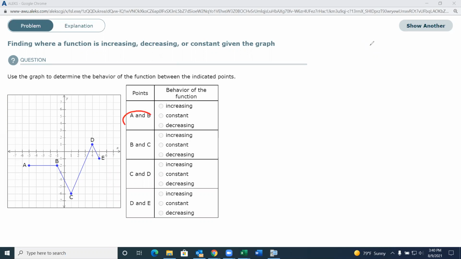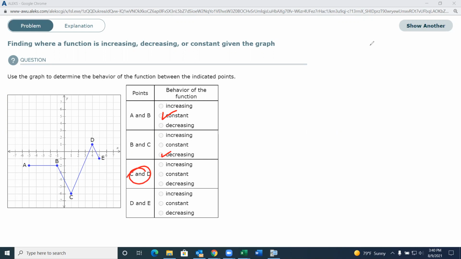So between A and B, it's horizontal, so constant. Between B and C, from left to right, it's going down. So that's going to be decreasing. The y values are getting smaller and smaller. The y value is -2, then -3, then -4, then negative... They're just getting smaller and smaller. It's decreasing. The slope is negative.